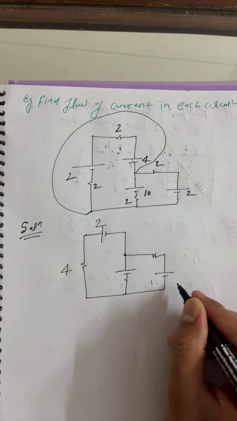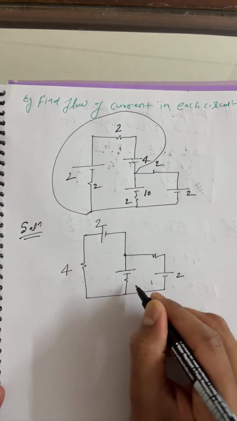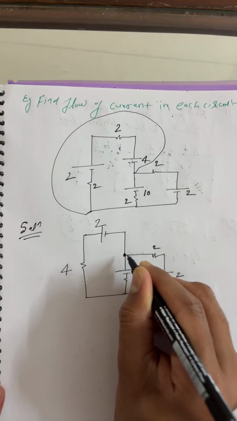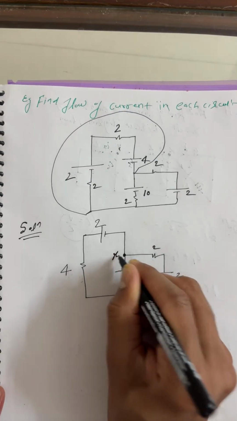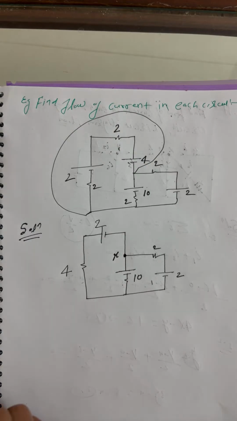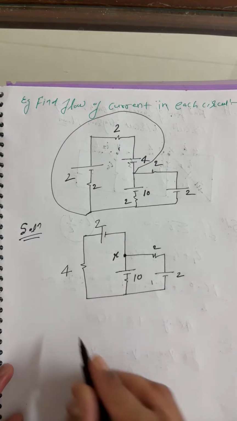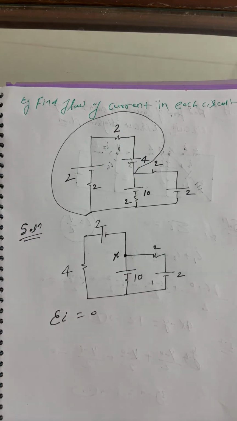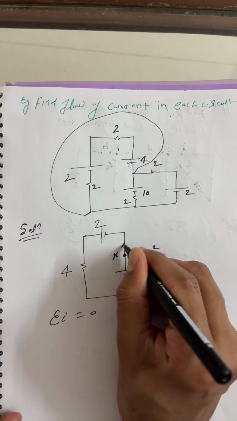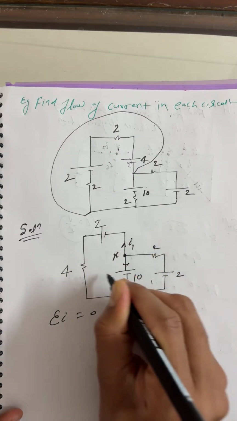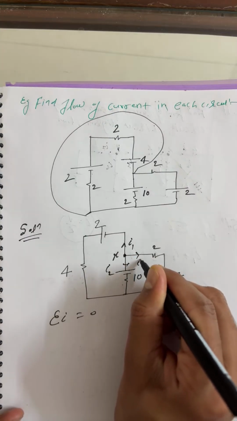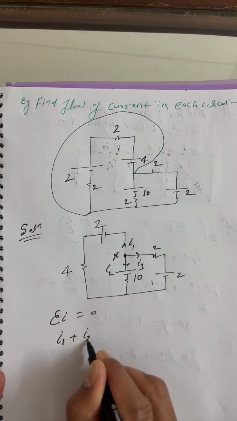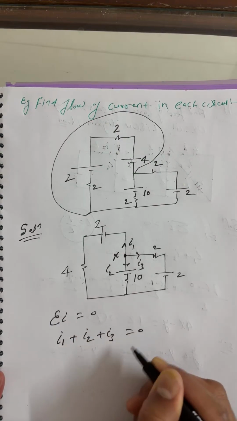Now have a look. This remains 2, as already mentioned here. This is 10, this is 2. Here, this point I'm considering as a junction point, which is x. Again you have to apply the summation of current equals 0. Let us call these I1, I2, I3. So I1 plus I2 plus I3 equals 0.